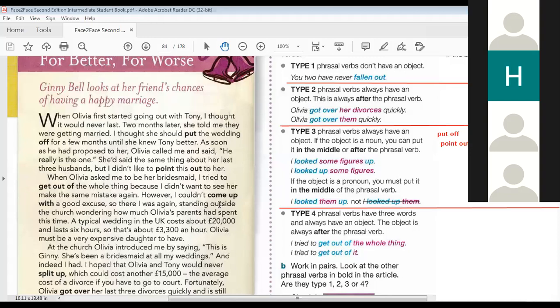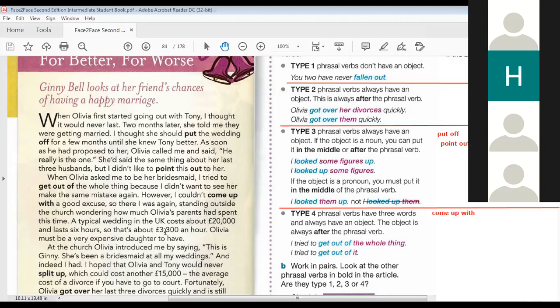What about come up with? I couldn't come up with. What do you think, Sana? Come up with. Which type? Is it type 1, 2, 3, or 4? I think 4. You're right. Because it's the phrasal verb, 3 words. Come up with is 3 parts, so it's type 4.